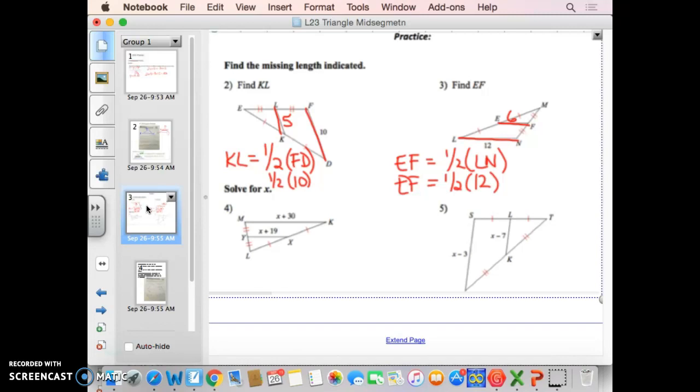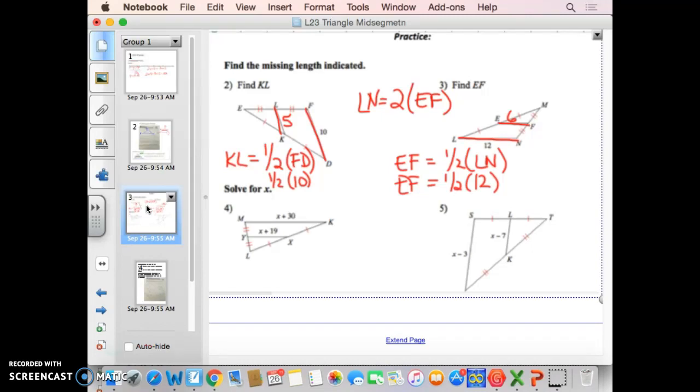So you could work backwards as well. And you could say that LN is going to equal 2 times EF. Okay? And that way you don't have a fraction. It's much easier to multiply by a whole number than a fraction. So you notice if I take the long side, it's going to equal the short side times 2.